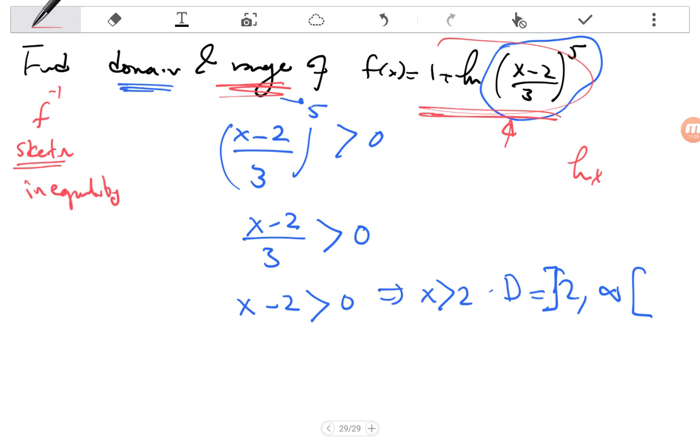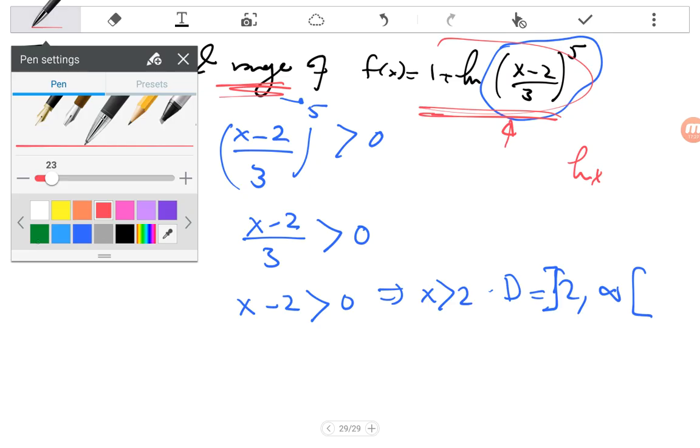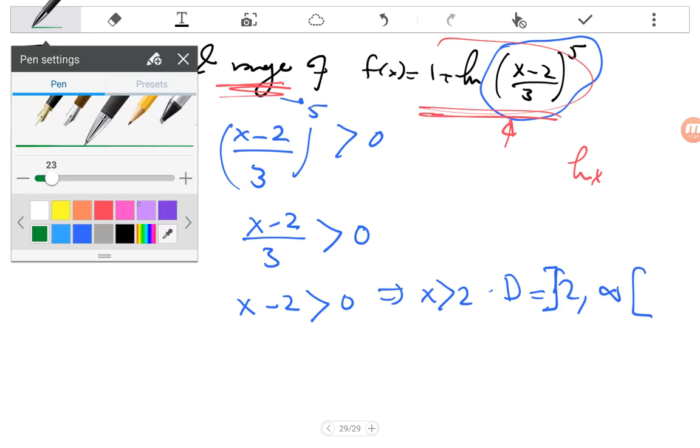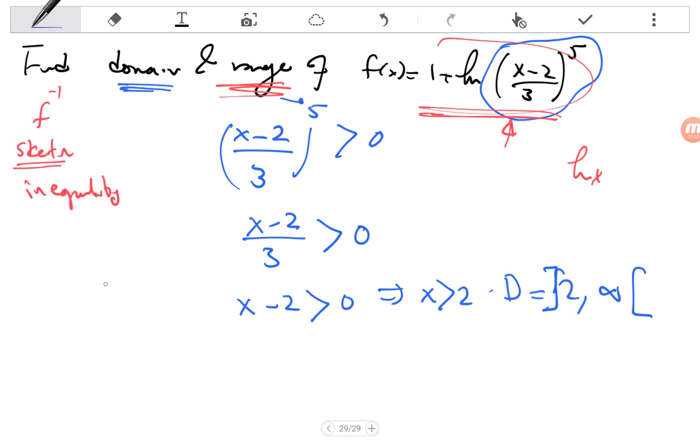Also, with another way, we can know that by the inequality method, and that is the fastest one in this problem. What is the inequality method? We know that the output of a ln is R. So ln x in general is from negative infinity to infinity.